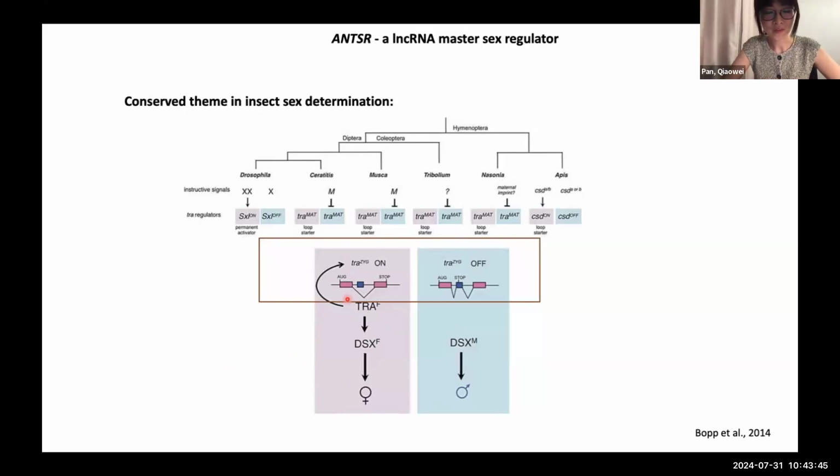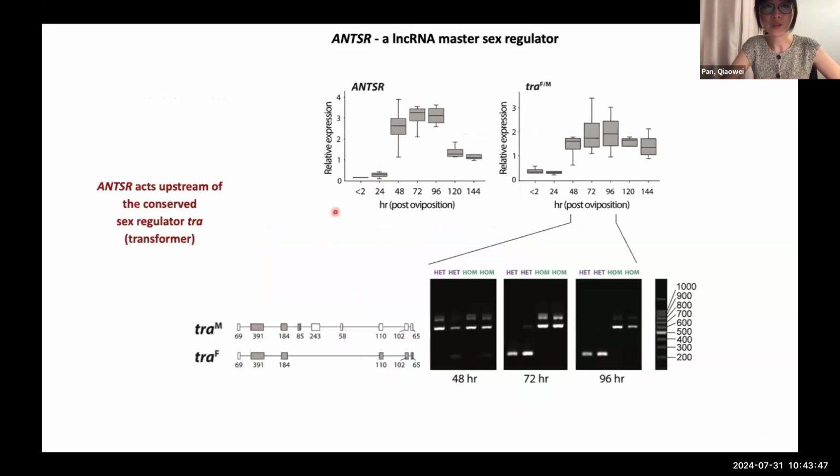And to investigate that, we compared the expression of our non-coding long RNA and transformer over early development, from freshly laid eggs to about 6 days post oviposition. What we found is that the non-coding long RNA starts to express about 48 hours post oviposition, which is similar to that of transformer. However, we also generated the gene model of the male-specific form and the female-specific form of the transcript of transformer. We can see here that there are 3 additional exons on the male form, which contain a premature stop codon that eventually renders the protein non-functional.